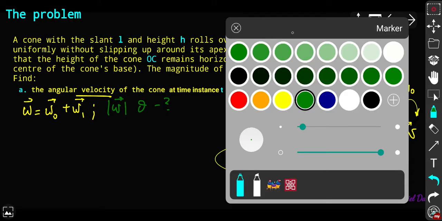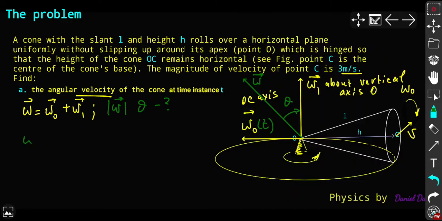All right, so in which way can we do this? The magnitude can be defined as the square root of omega 0 squared plus omega 1 squared, and that means we need to define omega 0 and omega 1 as well. Okay, how to work it out? I will start with omega 1 because this is the easiest one.